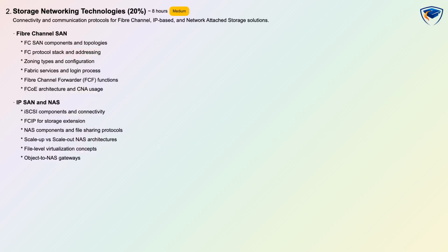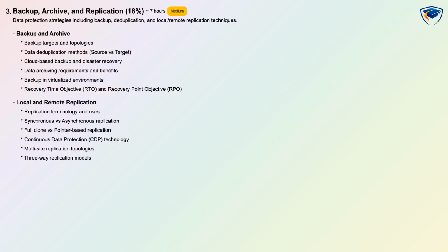You should be able to analyze network choices, plan zoning and fabric services, and design file or object access paths for given scenarios. Backup, archive, and replication is 18% and rated medium with an estimated 7 hours of study. You will learn backup targets and topologies, data deduplication methods including source and target approaches, cloud-based backup and disaster recovery options, and data archiving requirements and benefits.